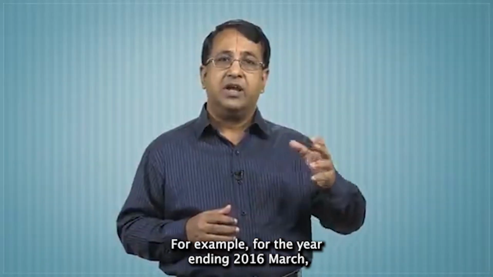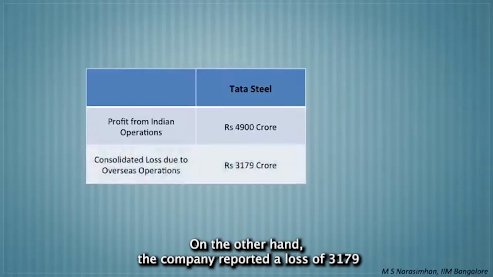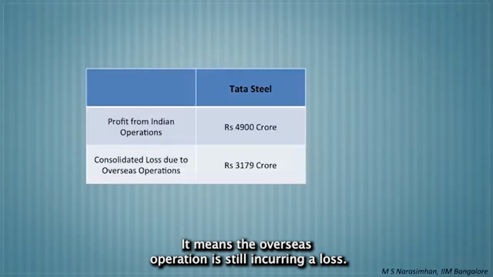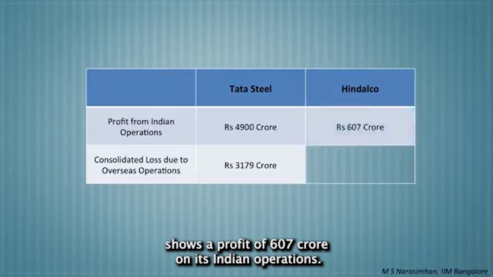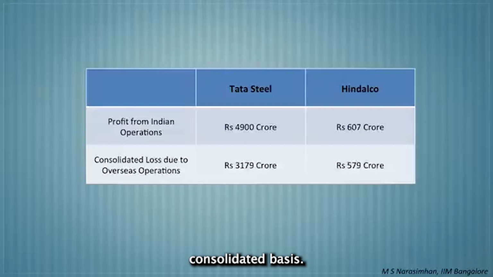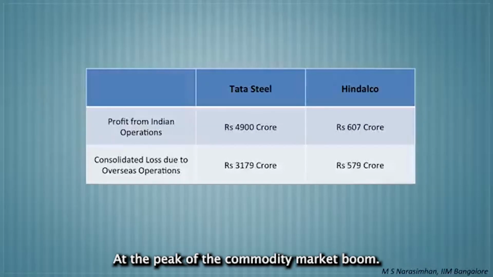For example, for the year ending March 2016, Tata Steel reports a profit of 4,900 crore from the Indian operations. On the other hand, the company reports a loss of 3,179 crore on a consolidated basis. It means the overseas operation is still incurring a loss. Another example is Hindalco. Hindalco shows a profit of 607 crore on its Indian operations. It shows a loss of 579 crore on a consolidated basis. Both Tata Steel and Hindalco acquired large overseas business at the peak of the commodity market boom.